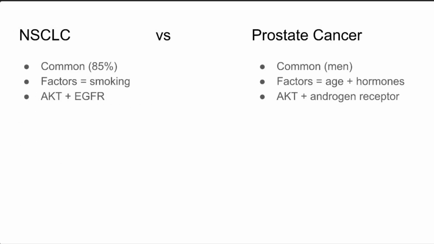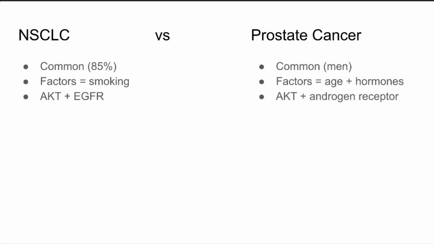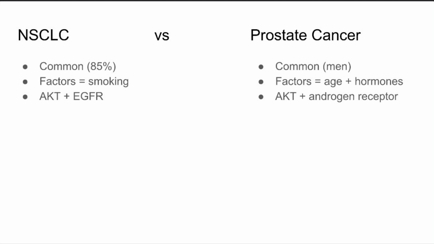So according to the National Library of Medicine, for both cancers, non-small cell lung cancer is the most common type of lung cancer, accounting for 85% of cases worldwide, and is characterized by abnormal cell growth in the lungs, often linked to smoking, environmental factors, and genetic mutations. Key pathways are the AKT pathway and the EGFR signaling.